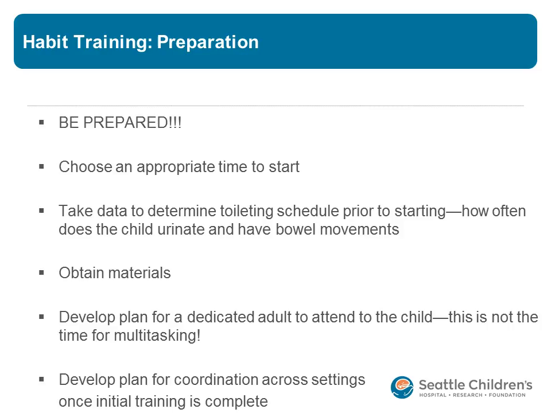So understanding that by taking some baseline data prior to starting the process is really helpful. We want to make sure we obtain materials, and I'll go into detail about what all of those materials are. We want to make sure we have a plan for a dedicated adult to attend to the child. Again, we need somebody who can monitor the child really closely the whole time it's happening. Multitasking and distractions or having to leave the house are factors that will really sabotage this process.